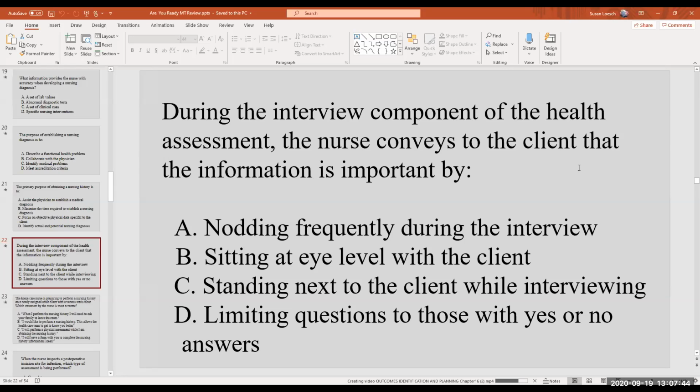And then nodding frequently through the interview, what does that mean? The client may perceive that as one thing or another. If you're nodding, they may not perceive that at all as what you interpreted. Or like you're rushing. You're not listening. Right. So which one do you think makes the most sense? B. It's B. Sitting at eye level.